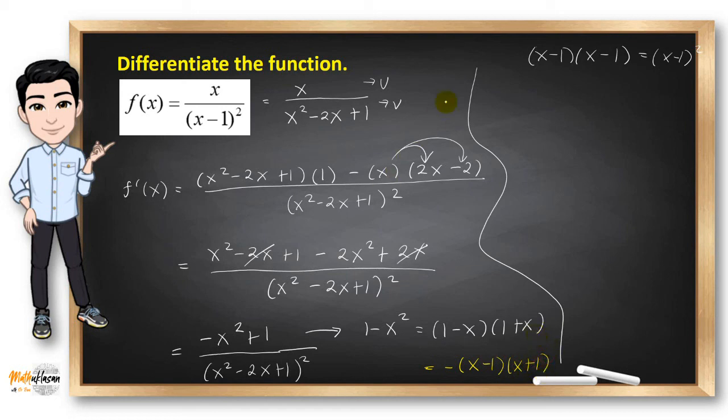Ayan, so, anong nangyari ngayon? Itong negative x squared plus 1, ito siya. So, naging dito na siya. Tanggalin natin to. Ay, hindi na pala. So, we have negative x minus 1. Ayan. Tapos, naging x plus 1 siya dito. Yan. Ito yon yung nasa taas.